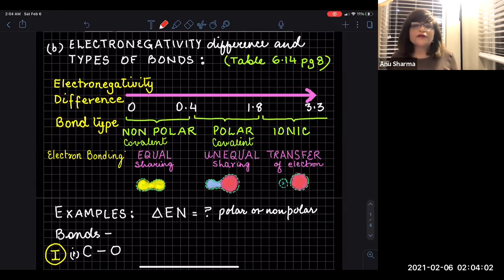Okay, so what are the polar, nonpolar, and the ionic bonds? Nonpolar bonds are formed when there is equal sharing of electrons. And we are talking about the covalent bonds here. So nonpolar covalent bonds are formed when the electrons are equally shared. The polar covalent bonds are formed when the electrons are unequally shared. And the ionic bonds are formed by the transfer of electrons. And in this case, we see the ions, the cation and the anion formation. So these are like highly polar bonds.